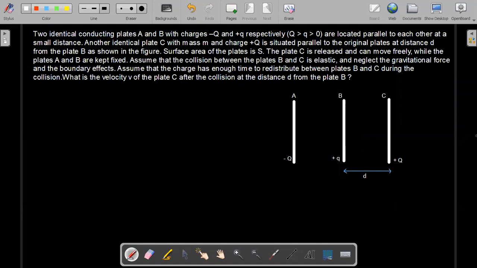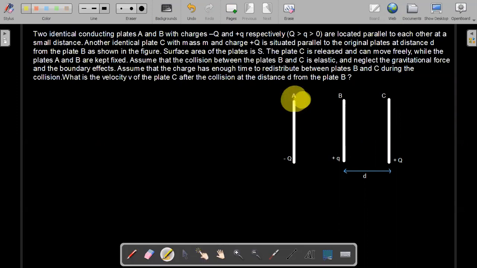This is a question from electrostatics and collision, a combined application of the electrostatic concept and the collision concept. We have three conducting plates A, B, C, and there are charges on the plates.